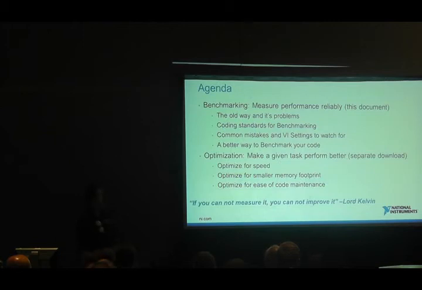All right, quick little agenda. We're going to talk about, everybody's done benchmarking, I'm sure. You probably dropped a flat sequence structure, a couple of tick counts, and some code in the center, calculated difference. We'll go over just real quick some of the problems with that. Maybe a few coding standards, things you need to look out for. A few little mistakes, VI settings, LabVIEW settings that you might need to watch out for. And then kind of a better way to set up that benchmarking code so you get good results. And optimization, I think Christian probably has some more bullet points for his part, so we'll just let that sit and let him cover it when he gets to it.